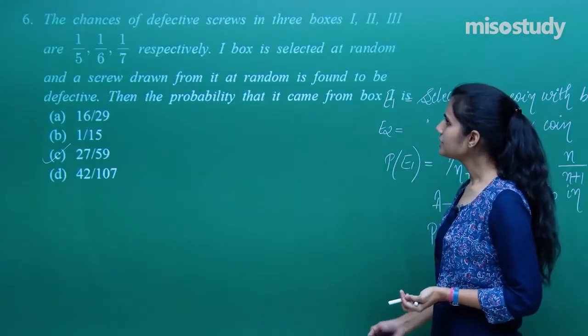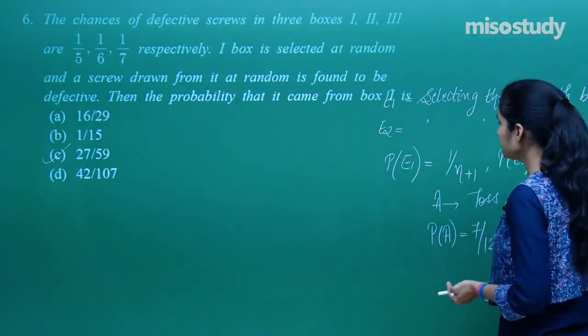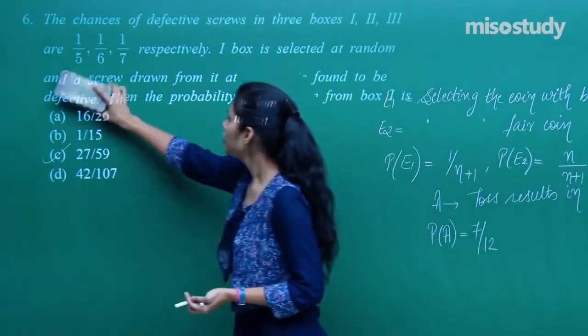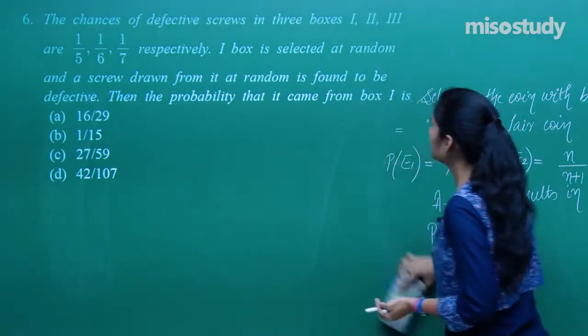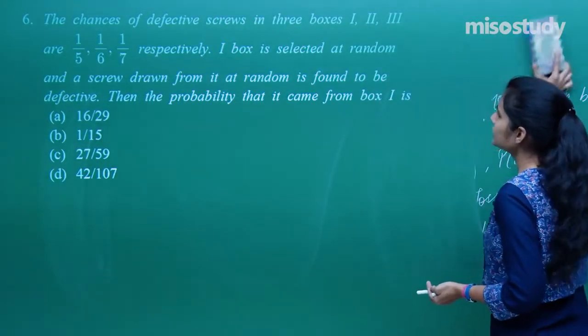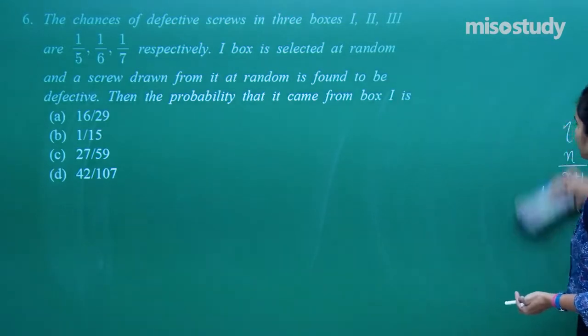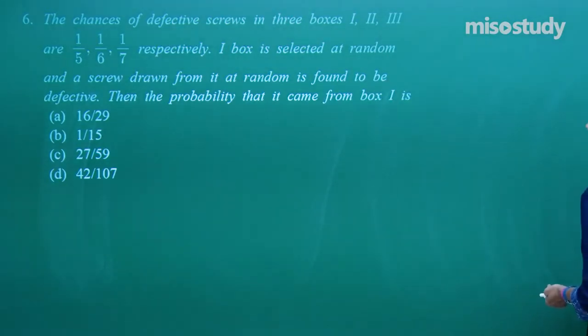Now the next question says that the chances of defective screws in 3 boxes, 1, 2 and 3 are these. One box is selected at random and a screw is drawn from it, and also it is given that the screw found is defective.